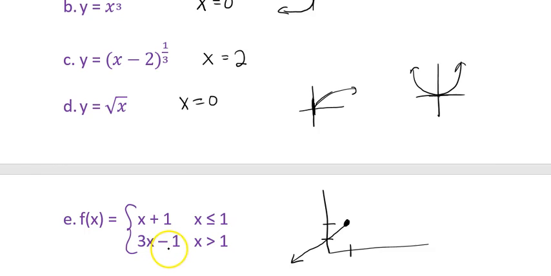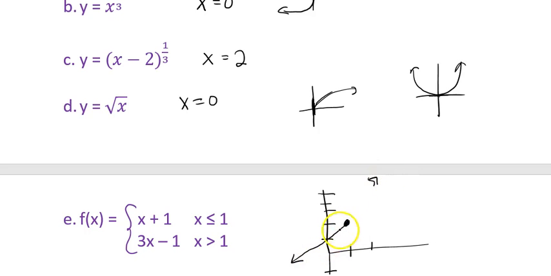And then the other one has a slope of 3 and a y-intercept of -1. But I only want the part to the right of 1. So if from -1 I go up 3 and over 1, I do hit that point, but then up 3 and over 1 again is a steeper slope.